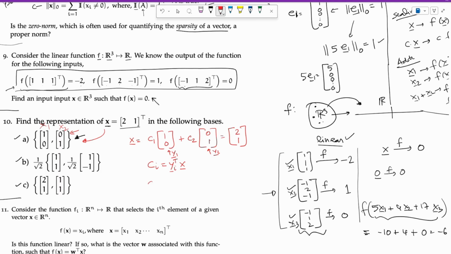So c1 will be y1 transpose multiplied by x. y1 transpose is (1, 0), a row vector. My x is (2, 1). This will be 2. c2 will be, again, (0, 1) inner product with (2, 1). That'll give you 1. Here, the representation of x in this basis is essentially the same, (2, 1).